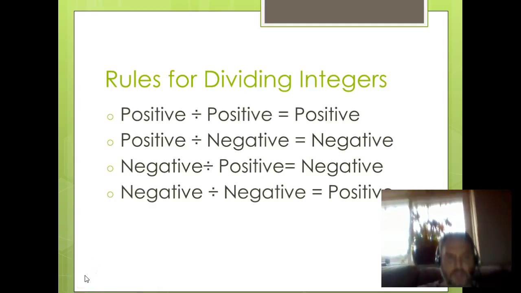My rules for dividing integers are very similar. A positive number divided by a positive number results in a positive number. A positive number divided by a negative number results in a negative. Same thing if we just reverse those. A negative number divided by a positive equals negative. And then if you take a negative and divide it by a negative, you get a positive answer.